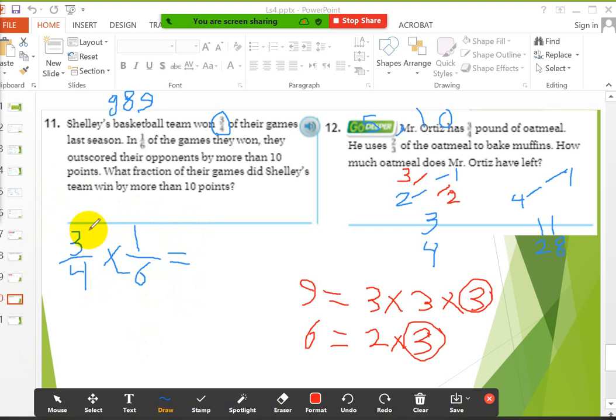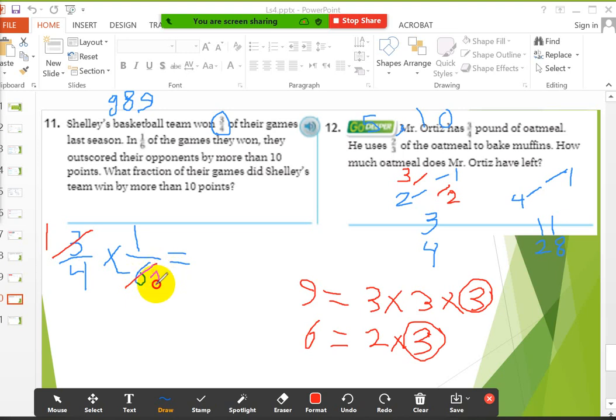Very good. 3 and 6. That means the numerator and denominator of this fraction. So what is the greatest common factor for 3 and 6? 3. Very good. The greatest common factor is 3. Excellent. Now 3 divided by 3 equals? 1. Very good. 6 divided by 3 equals?